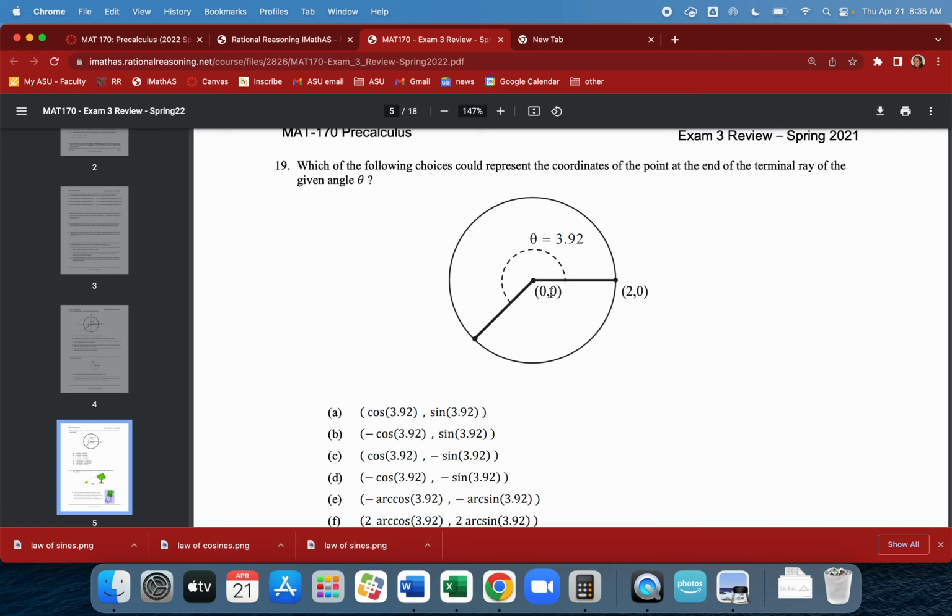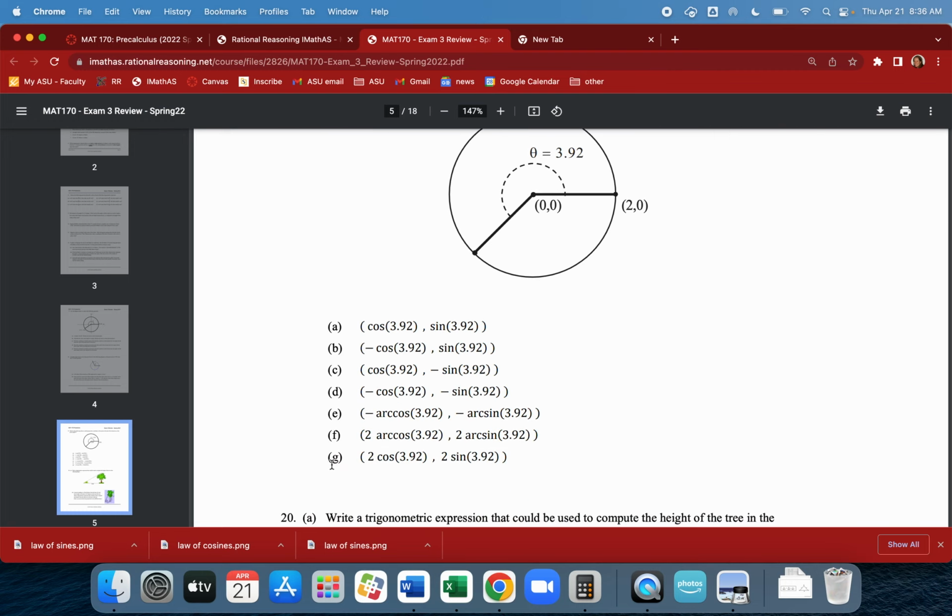I can see that the radius of this circle is 2, right? Because it goes from 0, 0 to 2, 0. So I've got a circle with a radius of 2, and I've got an angle that's 3.92 radians. If I want to know the coordinate points here, r cosine theta, comma, r sine theta, right? So it's just this last option here, but take a look at what these others have or are missing.